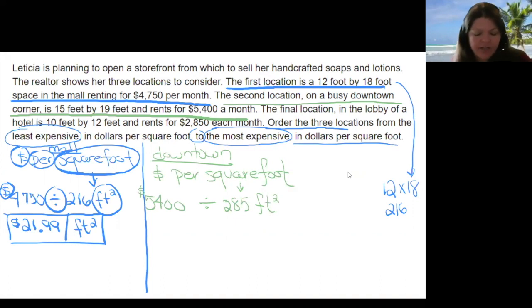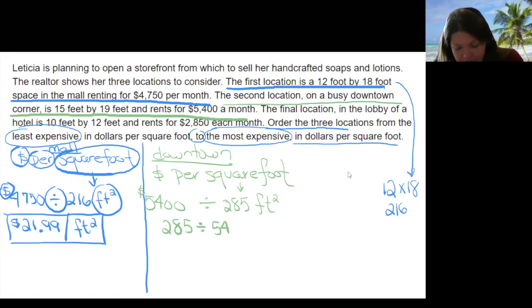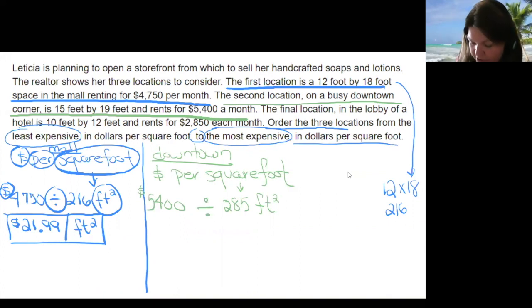Absolutely. I just only corrected your language, Andrea, because if I did 285 divided by 5,400, it would give me a really tiny answer. So I'll do the price divided by the square foot, which is, I'm sure, what you meant. Usually students don't understand the significance of order when they're talking about division.